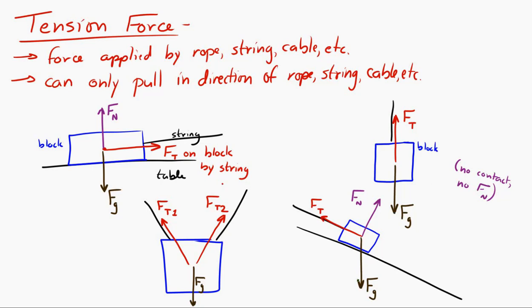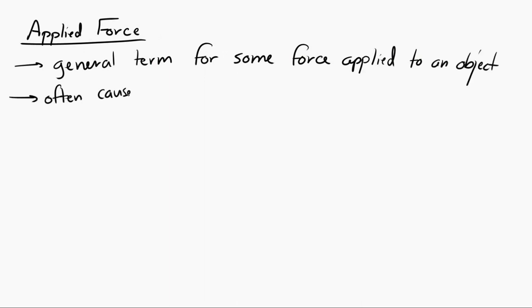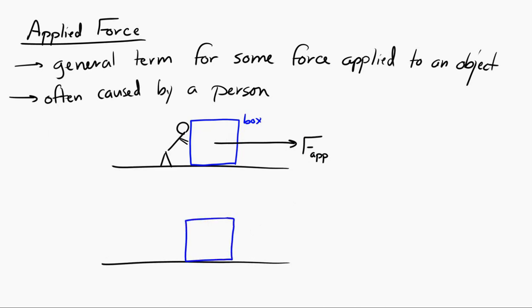All right. The last type of force we'll look at today is the applied force. And this is kind of a general term that's used as a catch-all for some force that's being applied to some object. Often it's due to a person. So for instance, if I had a large box and there's a person who's pushing on the box, sometimes we'll call the force that the person is applying to the box the applied force. Or if we have two people and they're pushing on opposite sides of the box like this, we'll refer to the applied forces from each of the people.